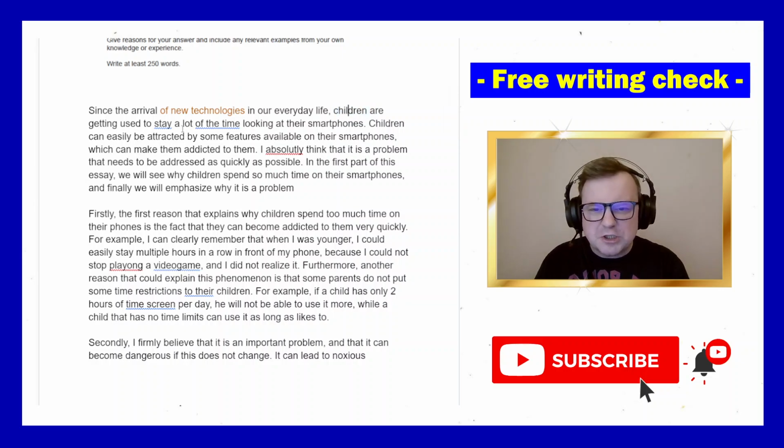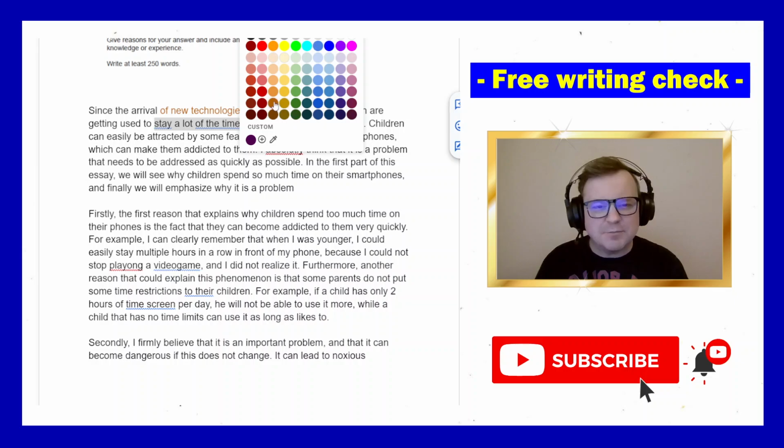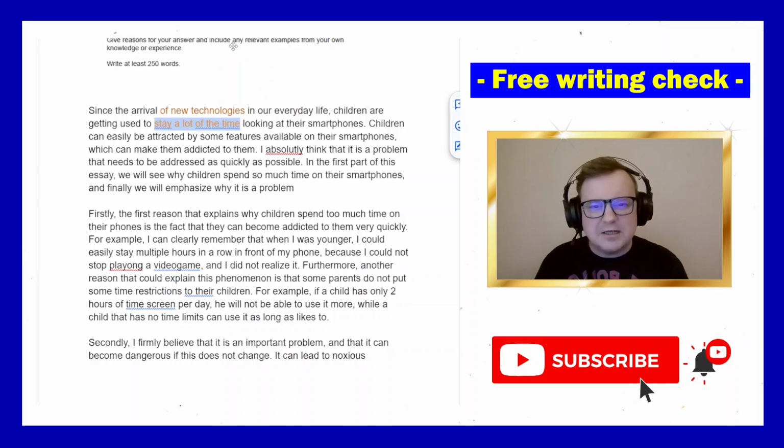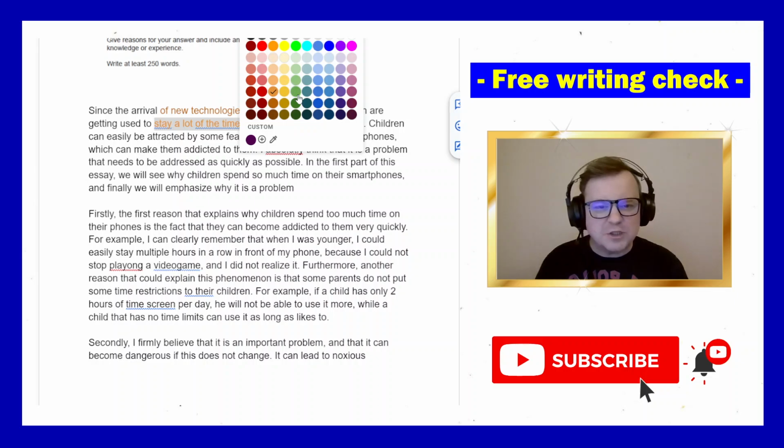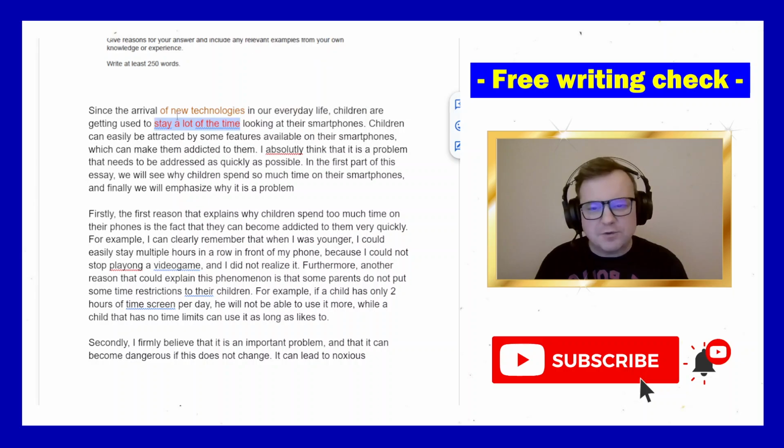"Children are getting used to stay a lot of time." Getting used to stay. How can you stay a lot of time? I don't know about this collocation, to stay a lot of time. There's also a grammar mistake there with get used to. We use get used to doing something, not get used to do something. But okay, children are getting used to stay a lot of time. Maybe children are spending a lot of time, maybe.